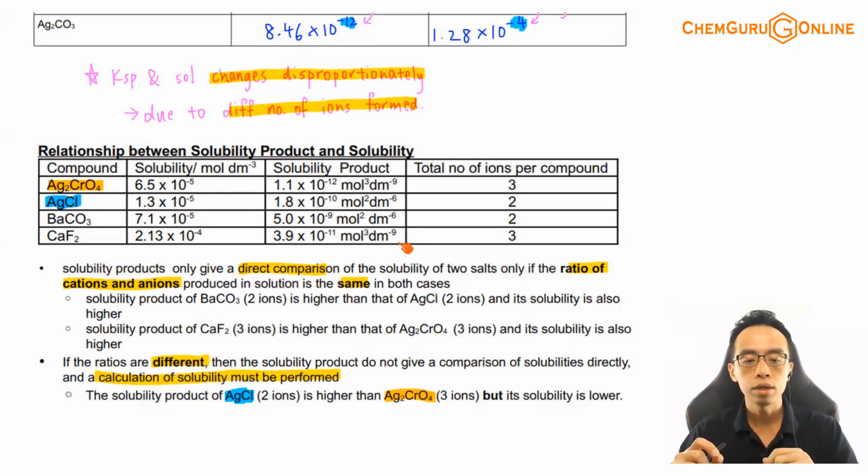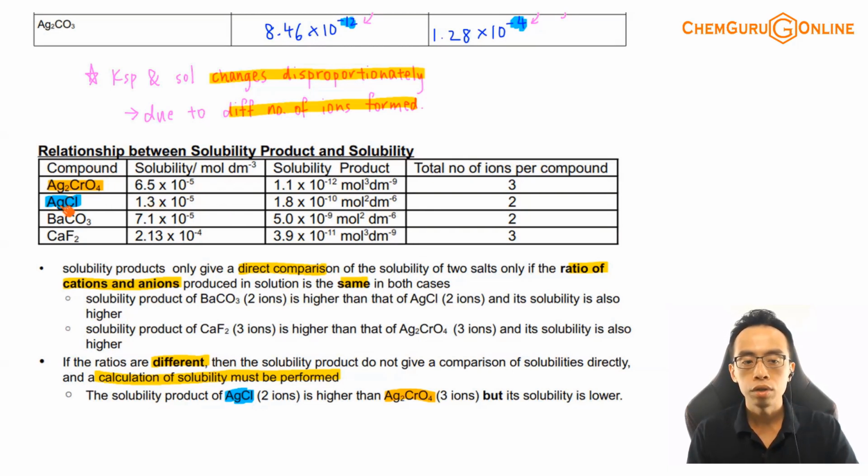But if the number of ions dissociated is different, one salt gives me 2 ions, one salt gives me 3 ions in solution, then we will not be able to use KSP to directly compare solubility. What I have to do is do it by calculation, which is actually not difficult, just a little bit tedious. So maybe we have an example here involving the first 2 salts.